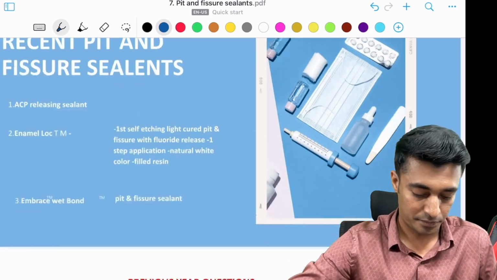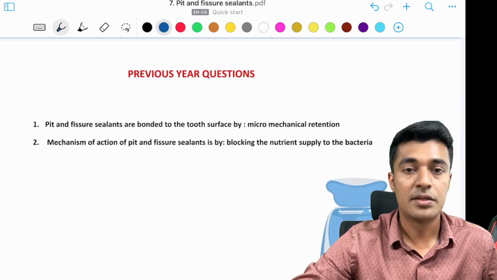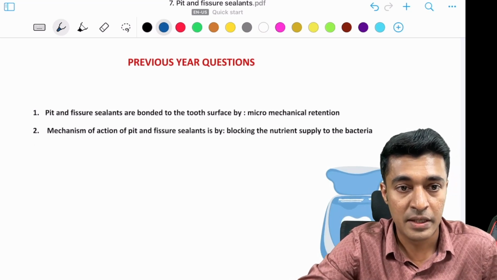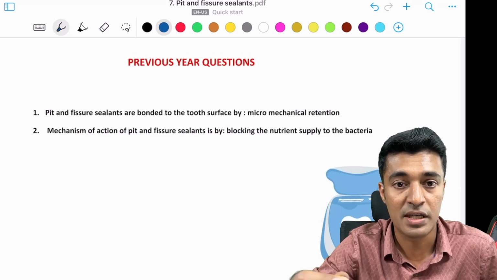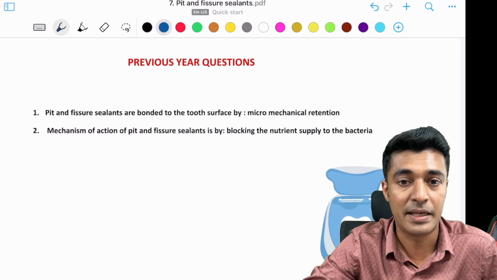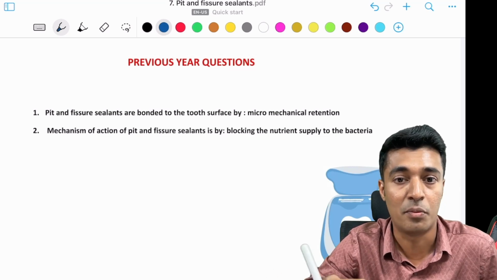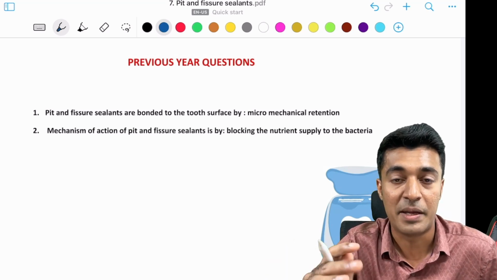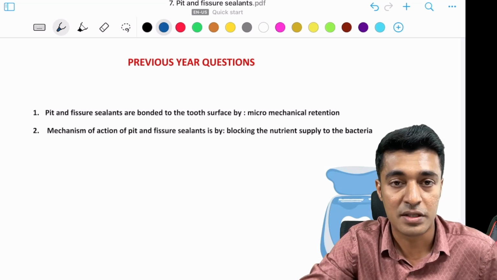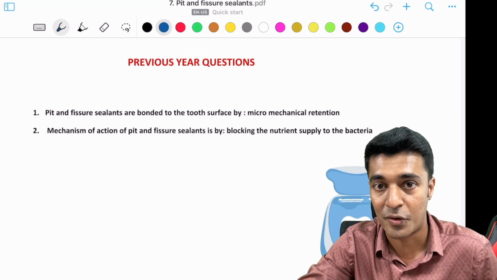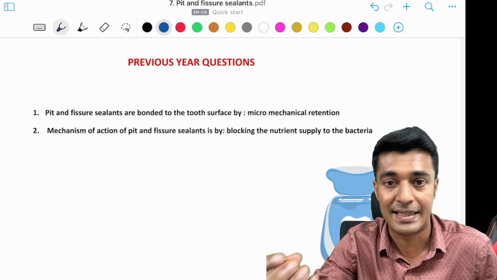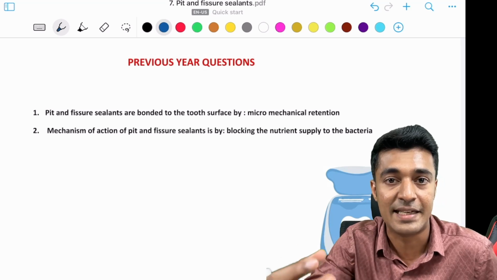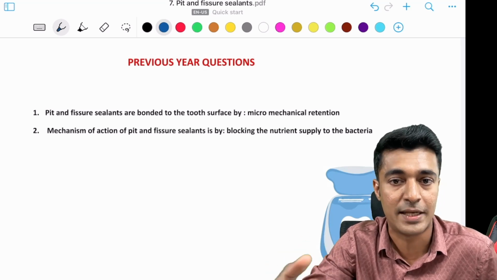So coming to the previous questions. The two questions that were asked are: the pit and fissure sealants are bonded to the surface by, the options were by chemical bond, by adhesion, by mechanical, combination of mechanical and chemical, etc. And the right answer is by micromechanical retention. Because once we etch the tooth surface, microporosities are created, and the resin tags from the sealant can impregnate into these microporosities, creating micromechanical retention. So that is the answer.